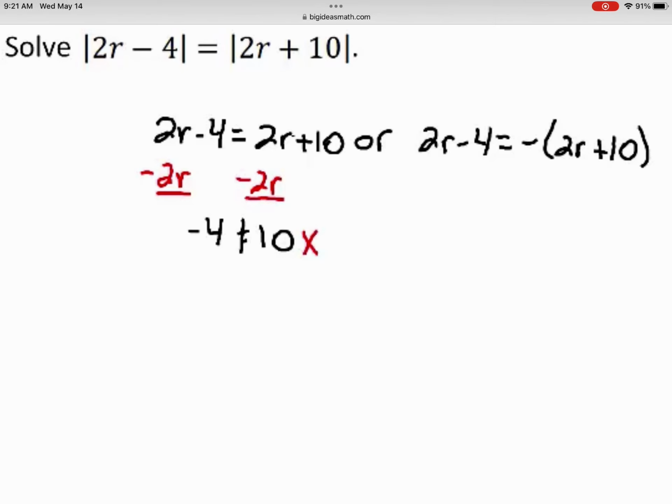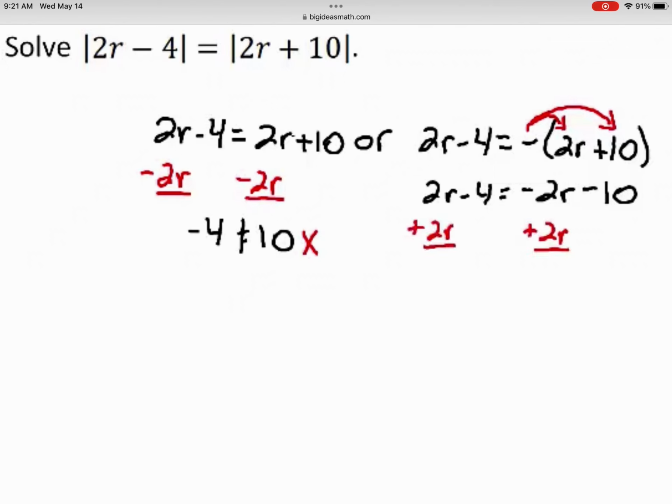To solve 2r minus 4 equals the negative of the quantity 2r plus 10 for r, first distribute the negative through the quantity 2r plus 10. This gives you 2r minus 4 equals negative 2r minus 10. Then get all of the r terms on the same side by adding 2r to each side, giving you 4r minus 4 equals negative 10.